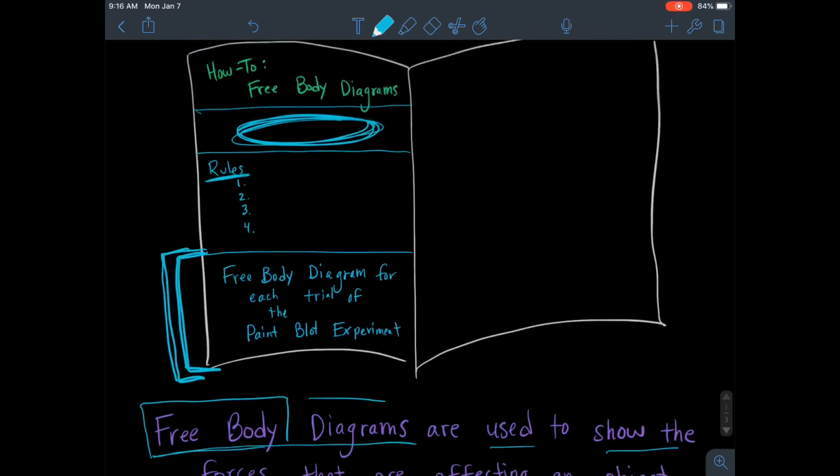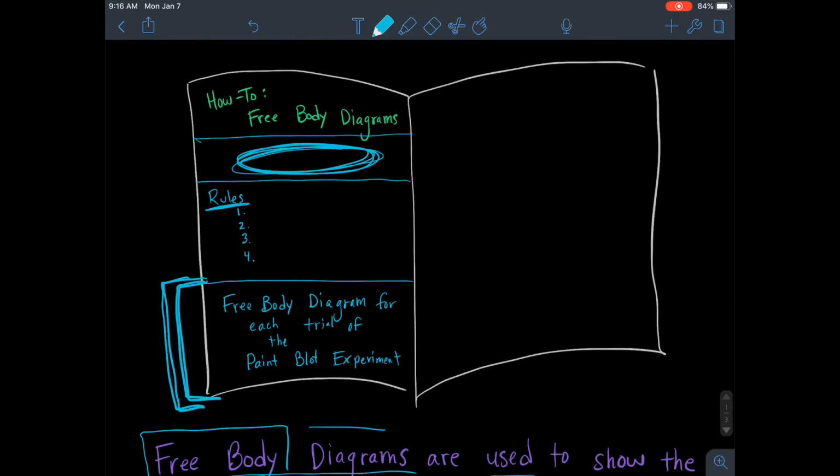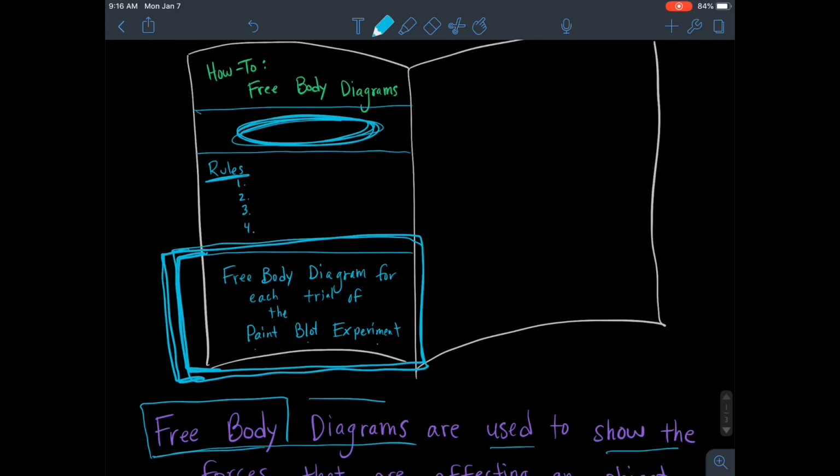For the last part of your science notebook page, I'd like you to draw three free body diagrams, one for each of the trials in your paint blot experiment. I'll be checking those when you turn in your science notebook pages.